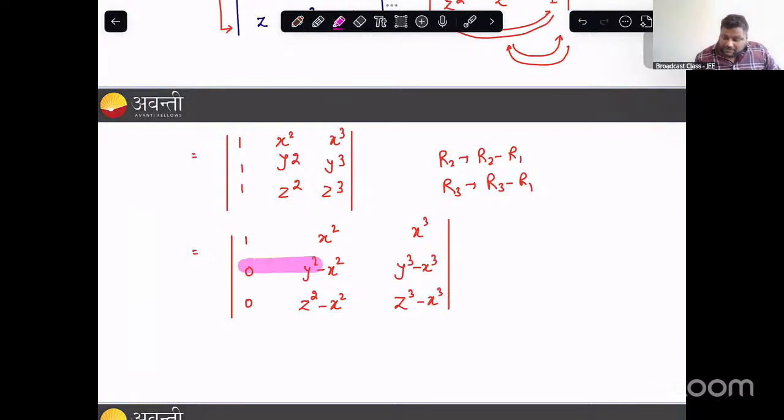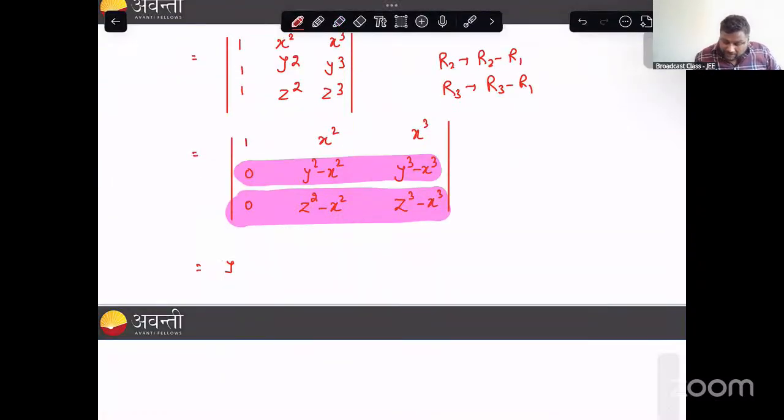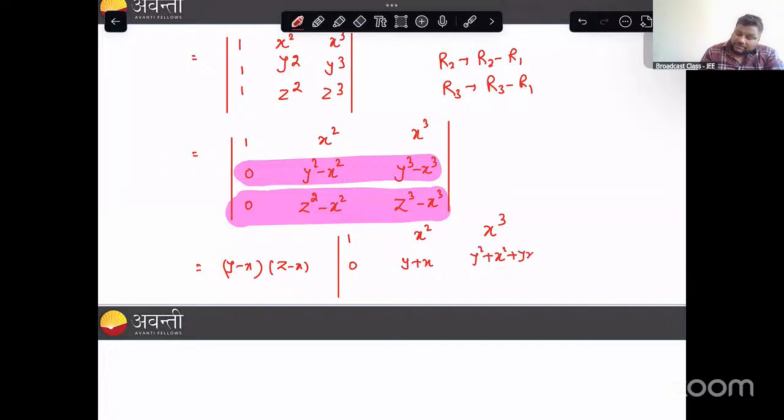Now, from this particular row, y minus x common, and from this particular row, z minus x common. So take y minus x common from the second row and z minus x common from the third row. So 1, x square, x cube; 0, this will become y plus x, this will be y square plus x square plus yx; 0, z plus x, this will be z square plus x square plus zx.